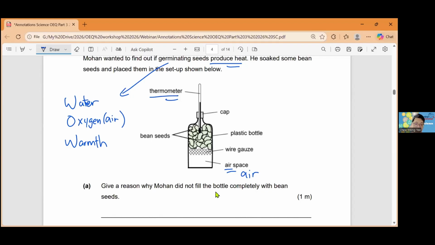So yes, it is very overcrowded in the container. But in order to still let them germinate, they must still have the basic requirements for germination. There is water because he soaked the bean seeds already, so they are wet. They did not say this is placed in the fridge or anything, so we can assume they have warmth. So this airspace is to provide them with air, because they are overcrowded, so there's actually limited air inside. Some airspace allows them to kind of breathe.